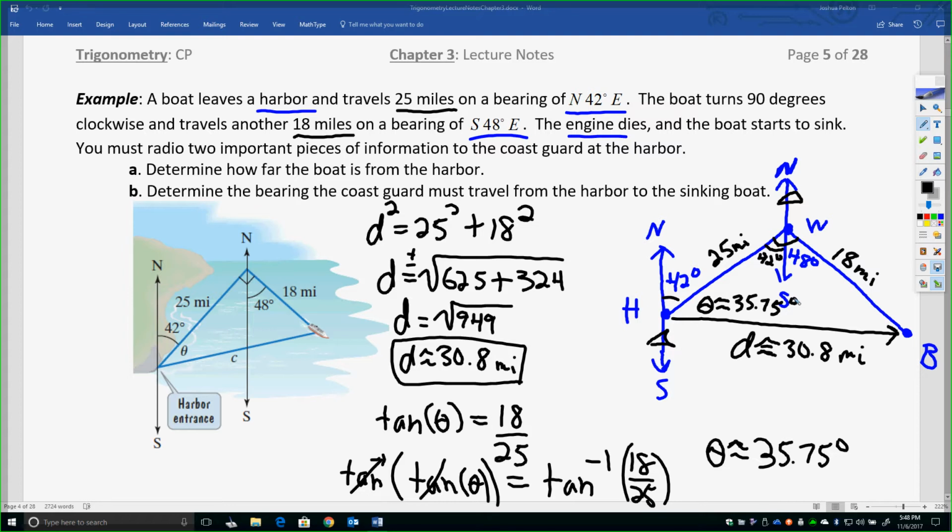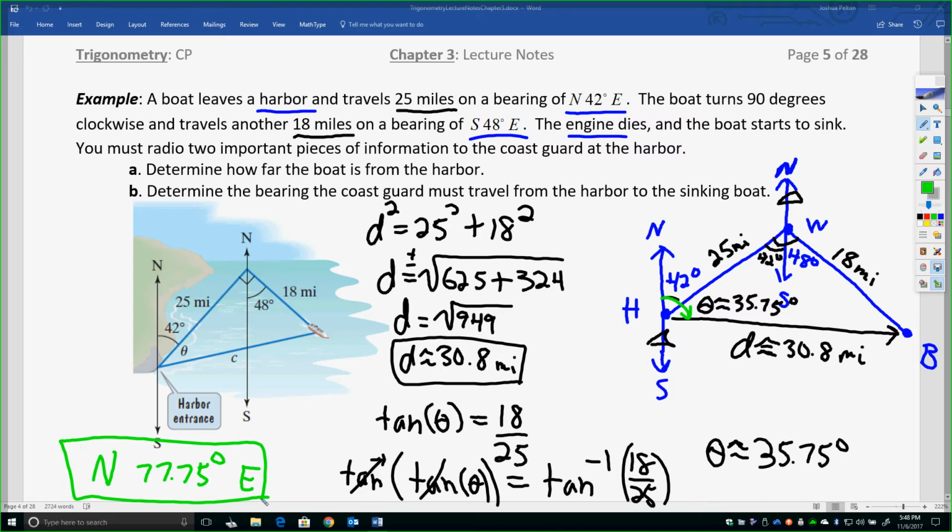And our bearing is not 35.75 degrees. It's going to be this entire angle from north. Okay, so we actually want to add those together. So we get a bearing of north by 77.75 degrees going to the east. That is our bearing when you add those two together.